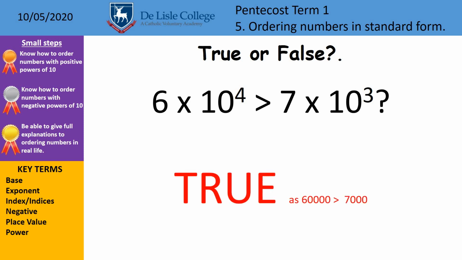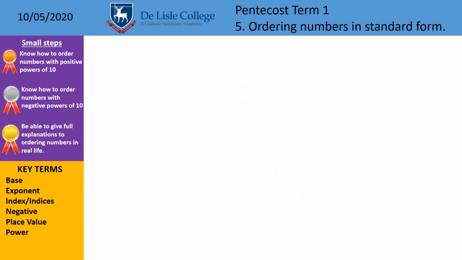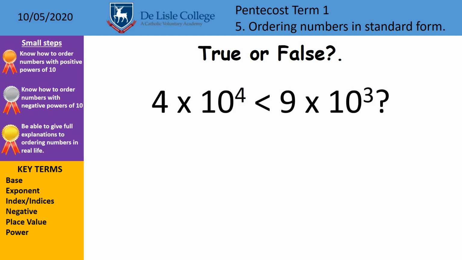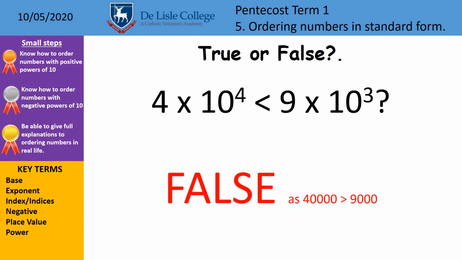It's true. If we convert them to ordinary numbers, we've got 60,000 and 7,000. Even though the 6 is not bigger than the 7, it's that power of 4 that goes with the 10 that makes the number bigger. Okay, so we look at the power first. Next one, true or false? 4 times 10 to the power of 4 is less than 9 times 10 to the power of 3. False, because the first number is 40,000 and the second one is 9,000.